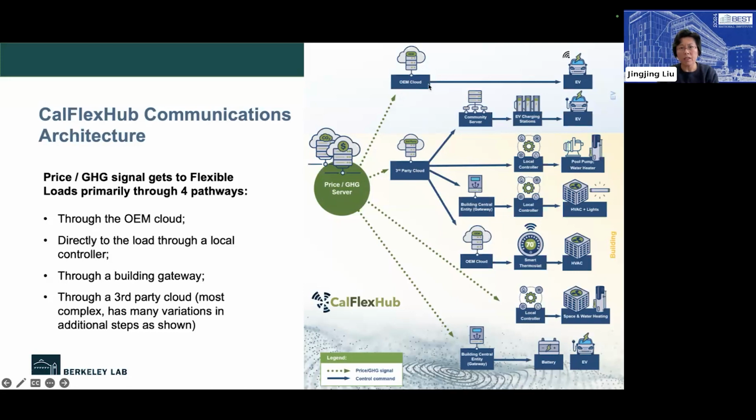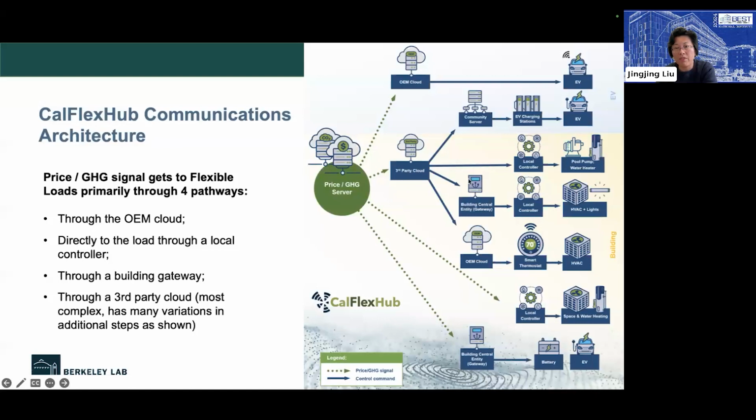So in this example, you can have the original manufacturer of the load flexible device. For example, for an EV, BMW created its own cloud that can receive the price signal and control the EV charging in homes. But the cloud doesn't have to be provided by the manufacturer of the load flexible device. It can be provided by a third party. We call them automation service providers.